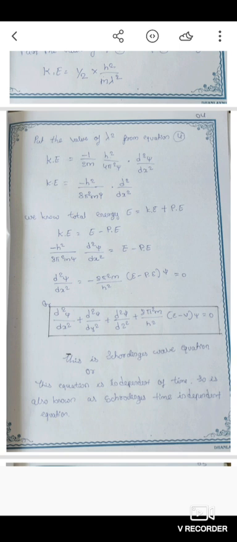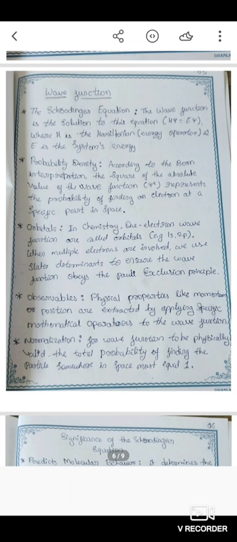This equation is time independent, so it is known as Schrödinger's time independent equation. Wave function: the first one is Schrödinger's wave equation. The wave function is the solution to this equation, where H is the Hamiltonian operator and E is the energy of the system.